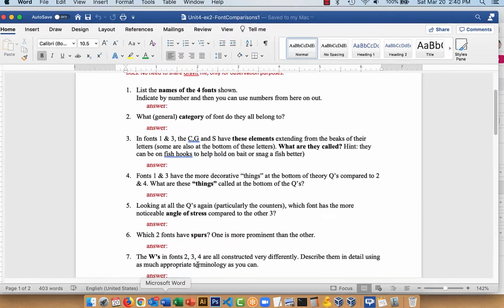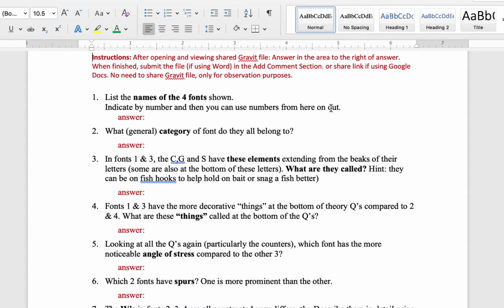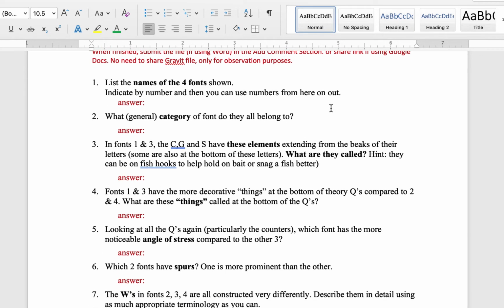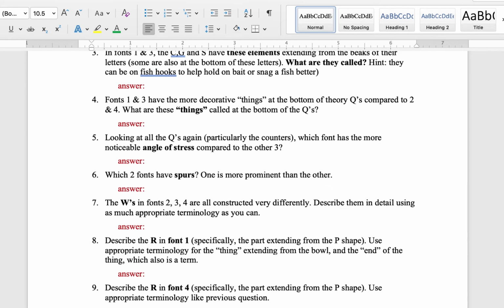So if I look at this here, I'm not going to go through everything, but the four fonts, you could identify the four fonts. That's not an issue. You know, they're all serif fonts. And then it asks about these elements extending from the beaks. It talks about the Q's. It talks about some other things here. So let me just go over a couple things.